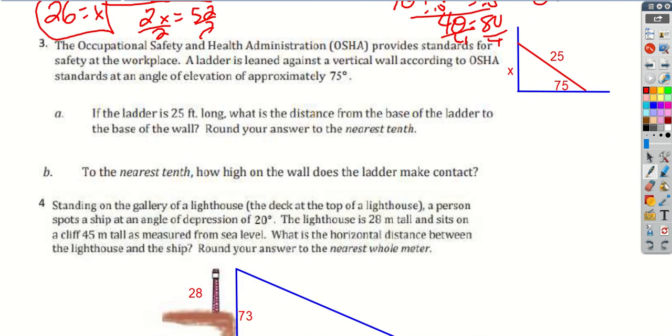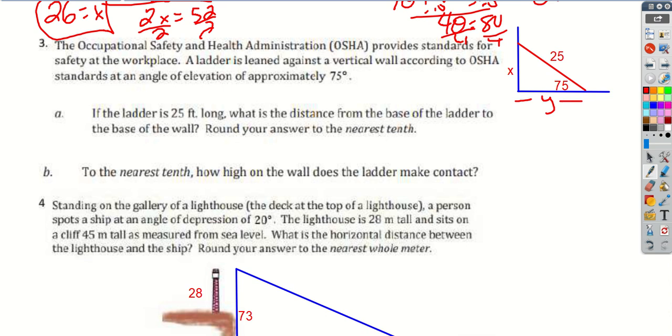All right. Two more here. Occupational Safety and Health Administration standards for workplace stuff. We have a ladder leaning against a wall. The ladder is 25 feet long. They want to know what the distance from the base of the ladder to the wall is. That's this right here. Okay. And then how high up the wall does the ladder make contact?